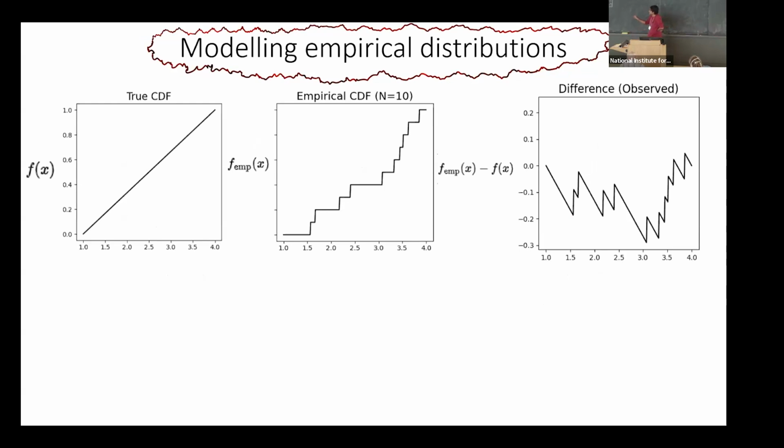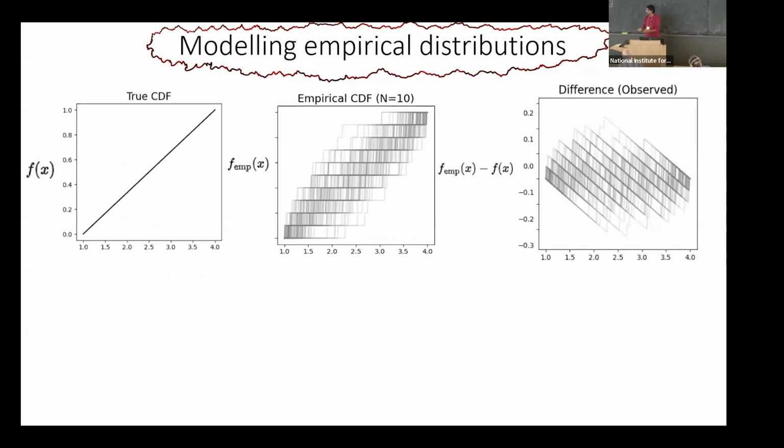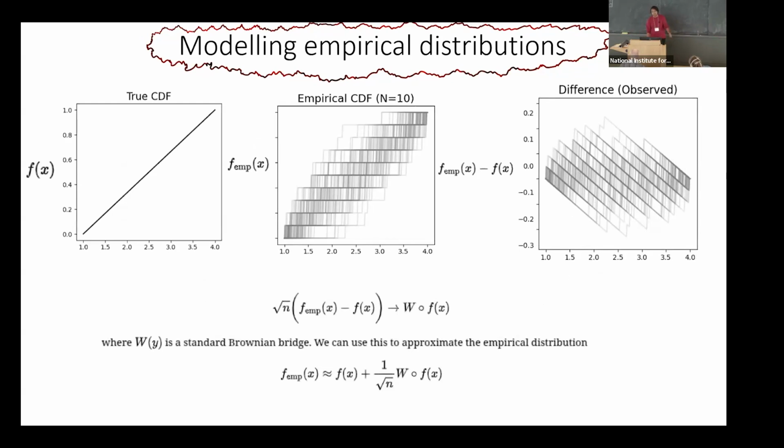And this is just plotting the difference between the true and the empirical CDF. Of course, every time you sample, you get a different empirical CDF, and so you have a distribution of these differences. As you might imagine, the reason for doing this is that it looks like a Brownian bridge, and that is the theorem. It's known that the empirical distribution converges in distribution, the difference converges to a Brownian bridge, and the properties depend on your true CDF.